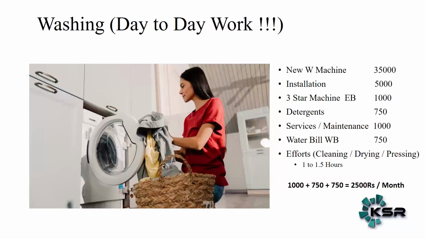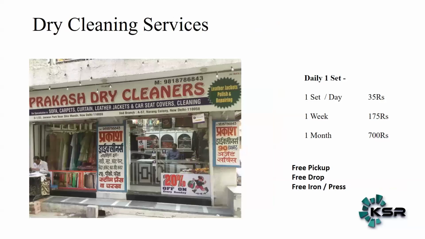But if more people are in my family, per head it is only 700. See, we have 4 people in my home. For all the 4 people, I am giving all the clothes for dry cleaning only. So 700 into 4, 2,500. The same 4 people, if you are spending, you will end up paying 3,500 or 4,000.